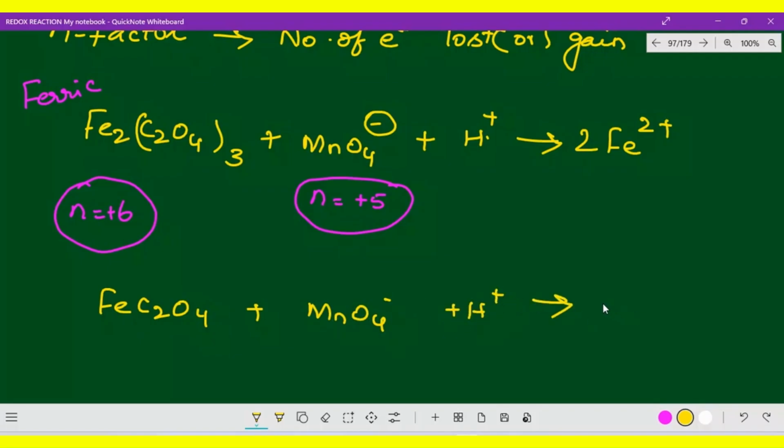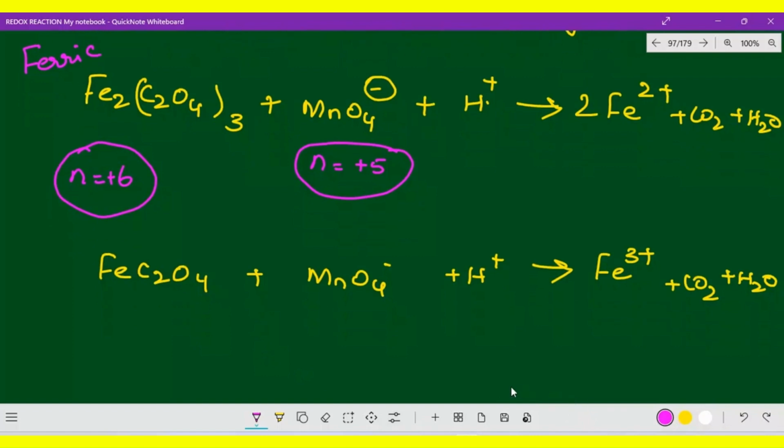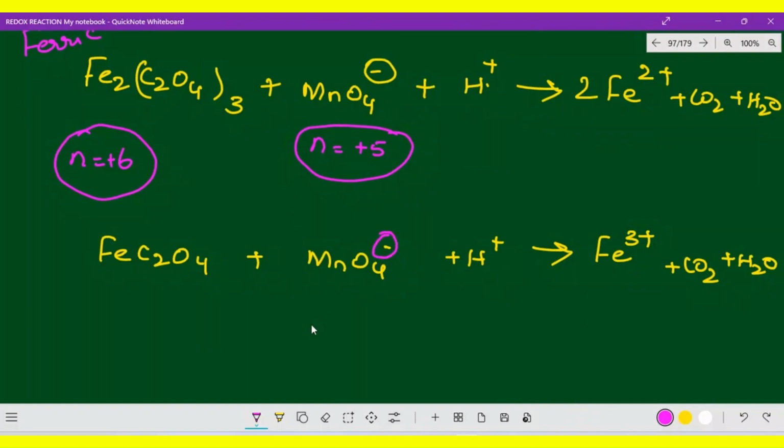So here also you will get ferrous, which is converted to ferric, Fe3 plus, right? So in this, here also see CO2 plus H2O, it's common. Only thing we required is this one. So here also I just bring that point. Here the N factor for permanganate is +5, it's mandatory. But here the N factor is +3 only, oxidation of C2O4 2 minus, so naturally you will get +3 oxidation state only.